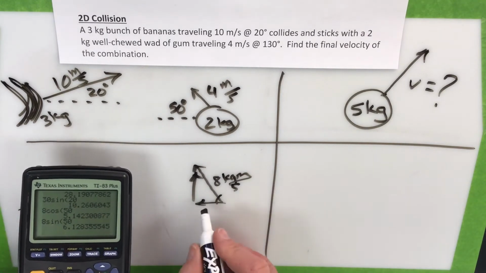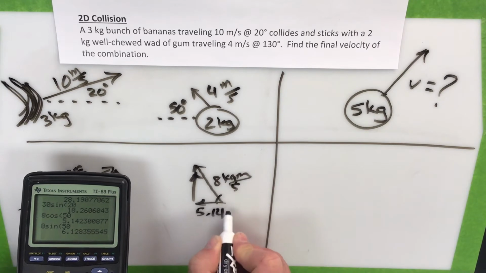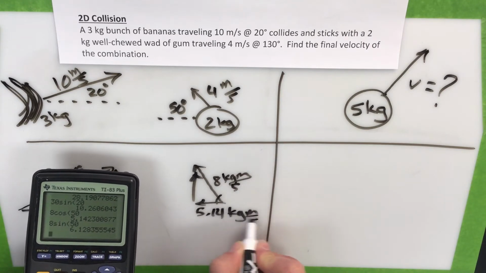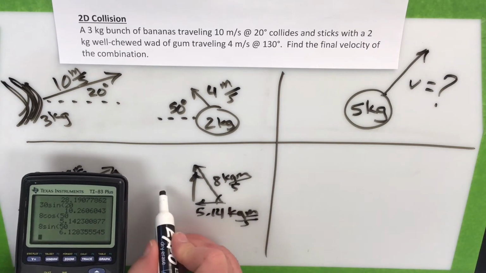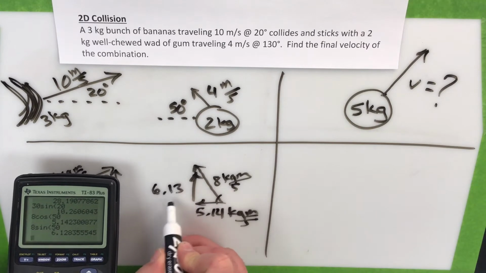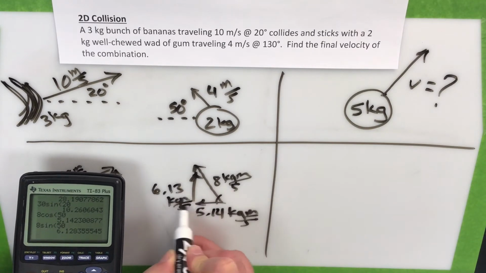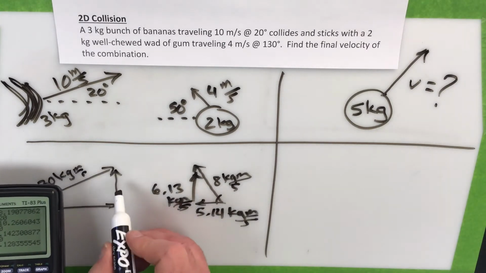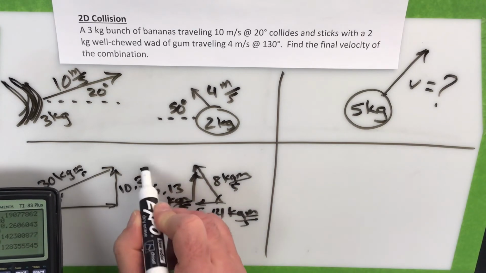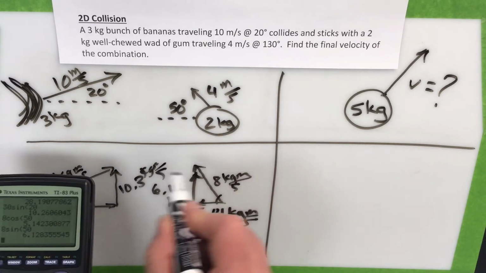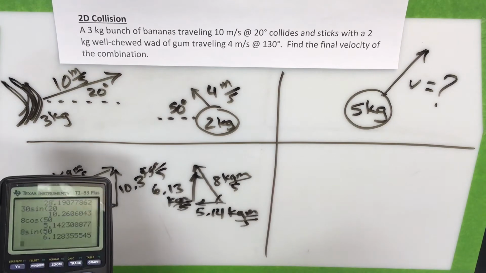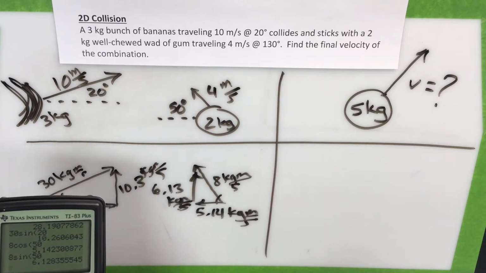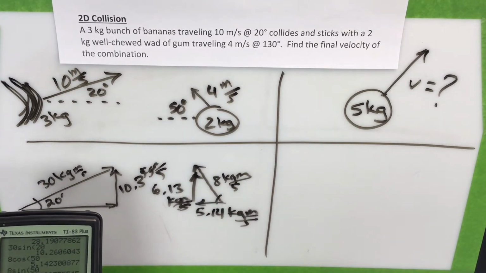Put the little one in the little one's place. So this is 5.14 kilogram meters per second. And this is 6.13 kilogram meters per second. Over here we have a 10.3 kilogram meters per second. Big pictures do help a whole lot, so encourage your students, or do it yourself. Encourage everyone to draw large pictures.